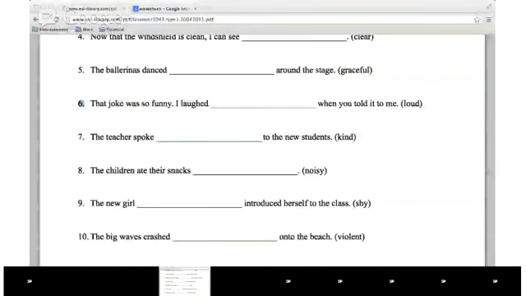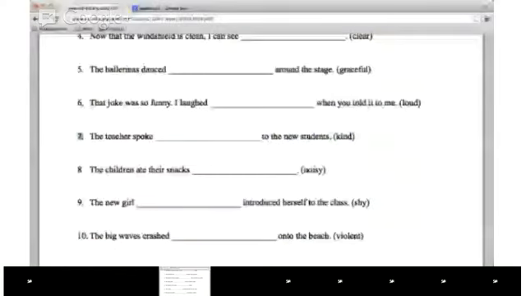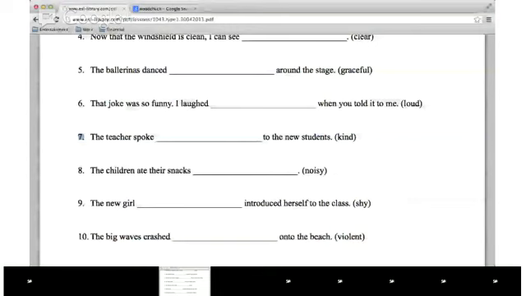This is for Carlos. That joke was so funny. I laughed loudly when the child came. Good. Yeah, I laughed loudly. Okay. Number 7 is for Badi. The teacher spoke kindly to the new students. Good. Excellent job. Yusuf, welcome. How are you?